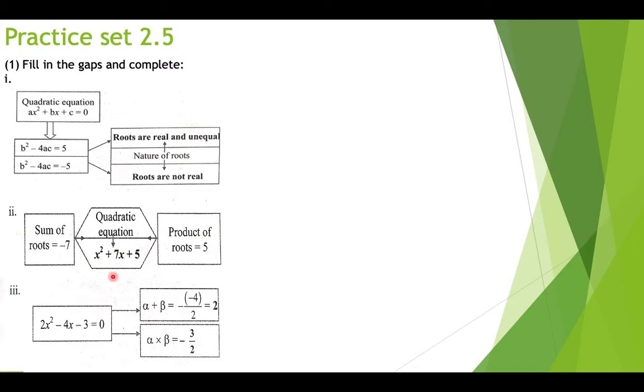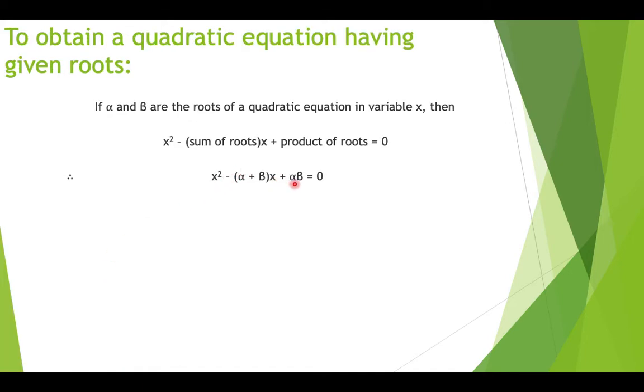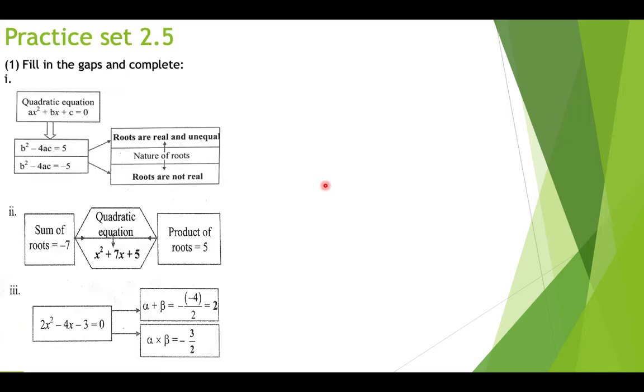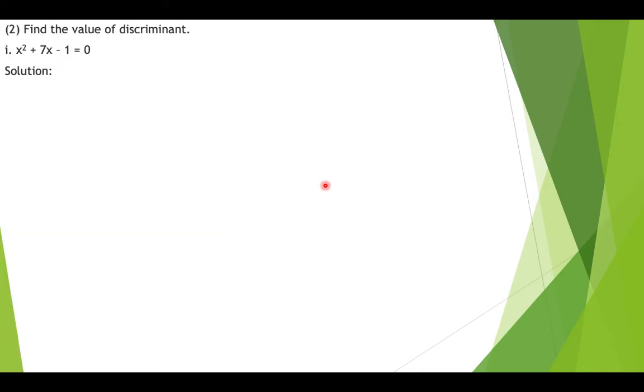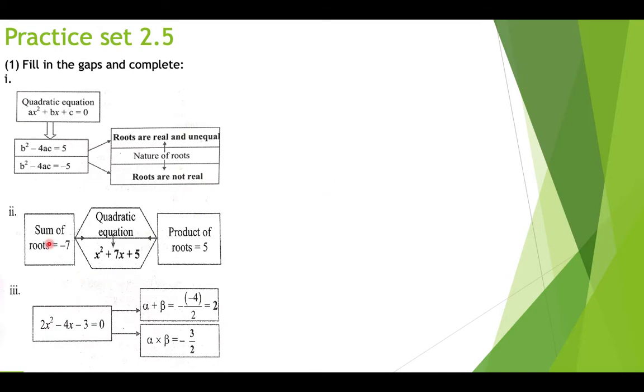In the second one, the sum of roots is equal to minus 7 and the product of roots is equal to plus 5. We have the formation of the quadratic equation as x square minus (alpha plus beta) x plus alpha into beta is equal to 0. Using this, putting alpha plus beta is equal to minus 7, we get x square plus 7x, and alpha into beta is equal to plus 5, we get x square plus 7x plus 5 is equal to 0.